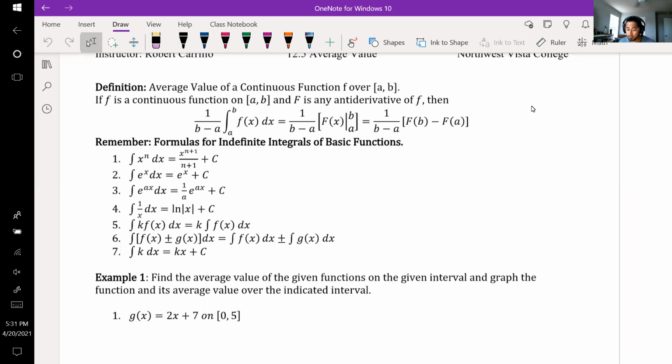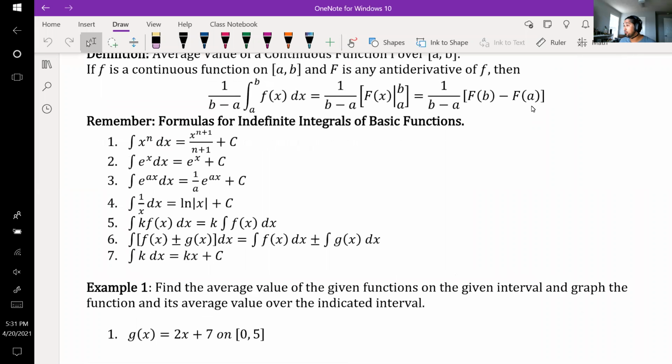So the formula is the same as last lesson, but we have one new addition. To find the average value, you now have 1 over b minus a times the integral from a to b of f of x dx, which will then give you 1 over b minus a times the antiderivative evaluated from b to a, and then we just plug in the numbers and evaluate. So we definitely will be using Desmos today to help us out.